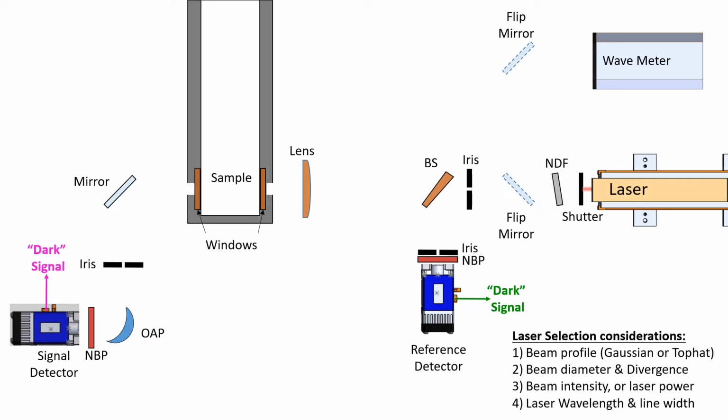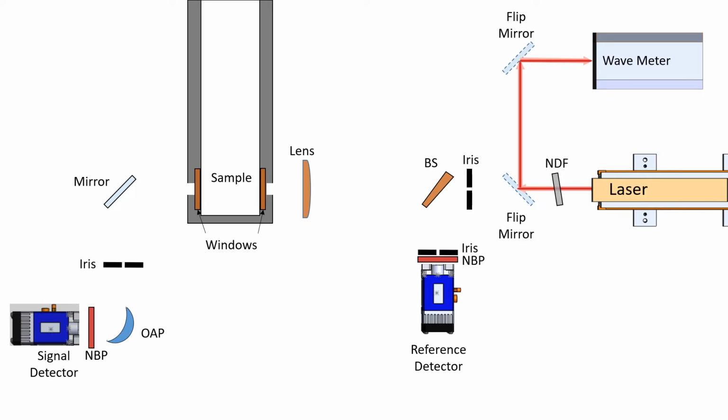Think of pointing a laser pointer at a wall and then pulling your arm back. The spot gets bigger the farther away from the laser it is. Beam intensity or laser power, and then of course laser wavelength based on what your sample is going to be, and then line width of that laser wavelength.